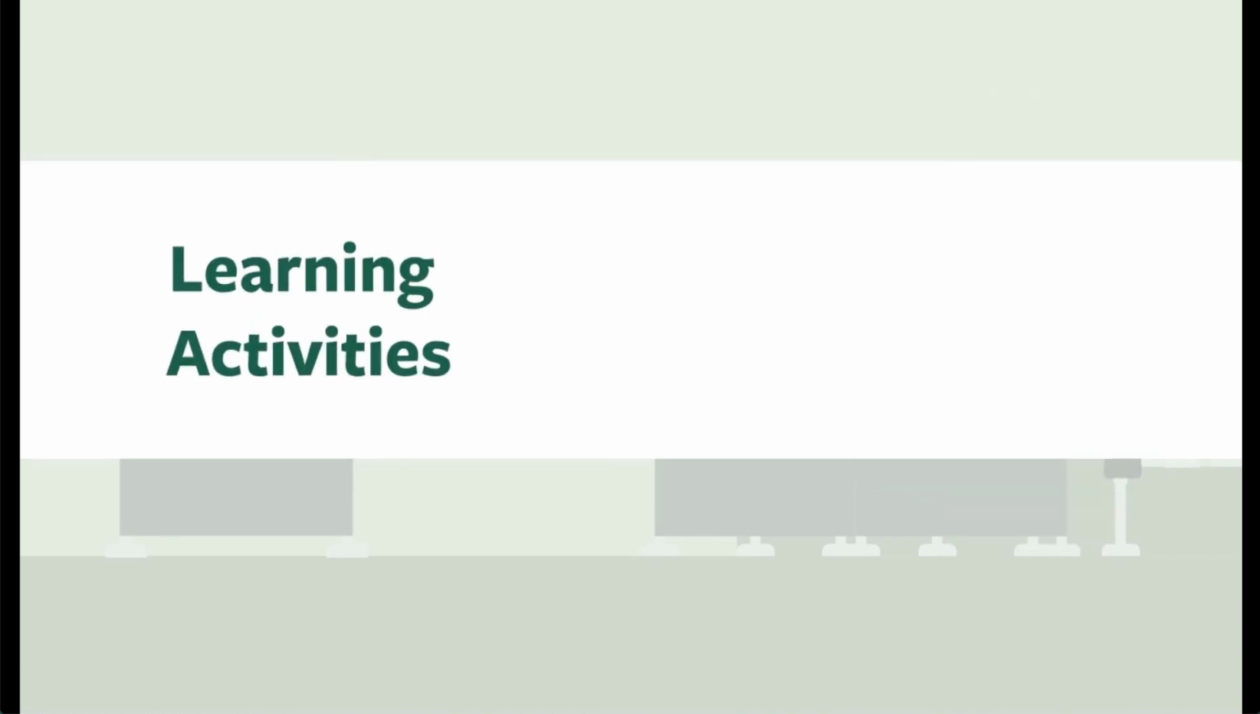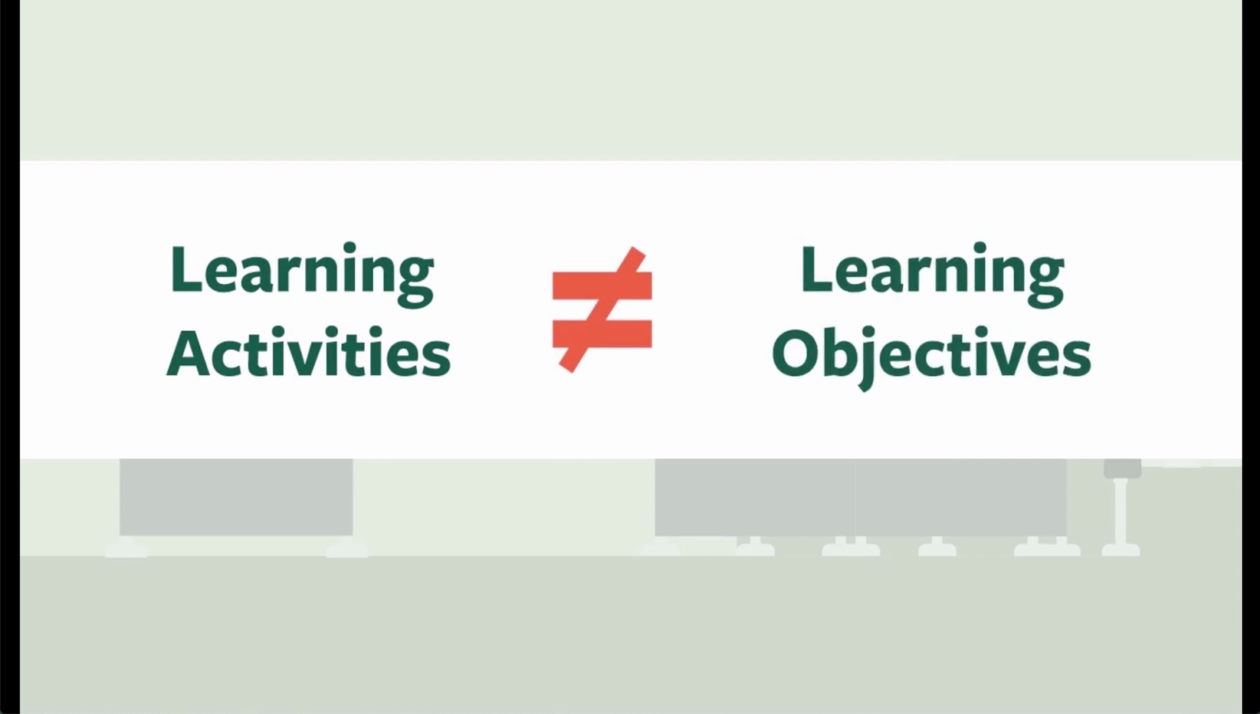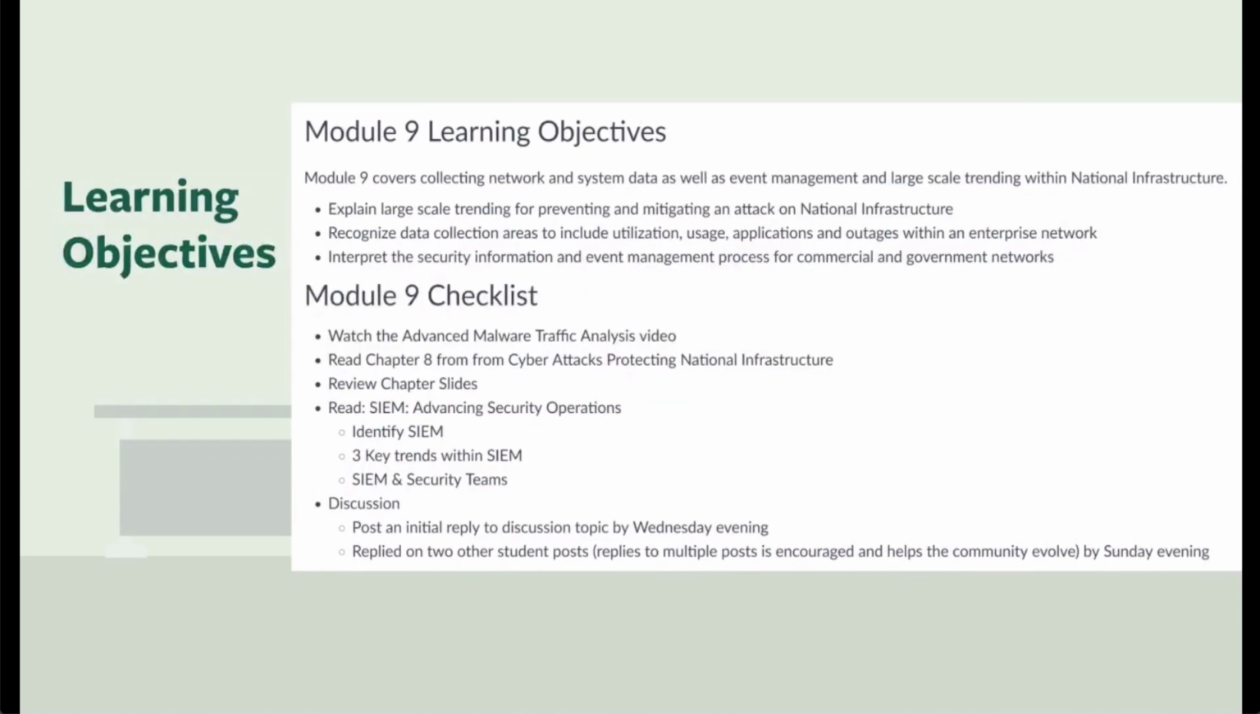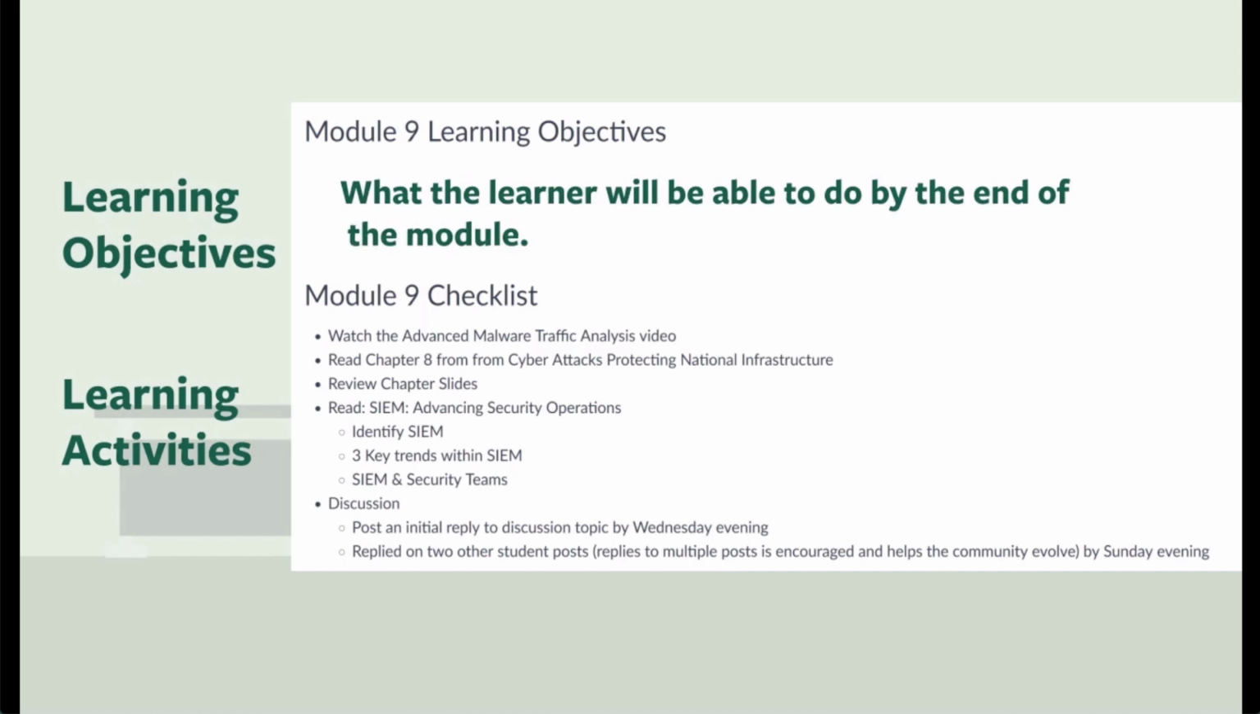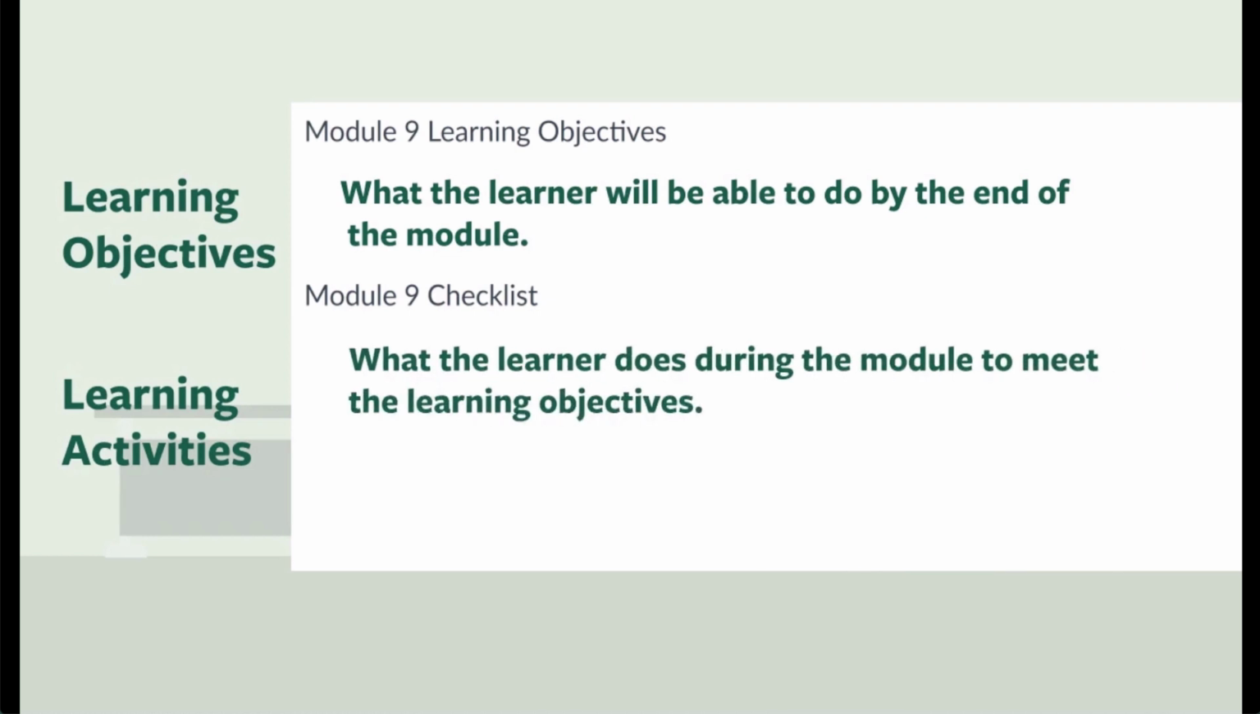Remember that learning activities are not the same as learning objectives, so don't confuse the two. Learning objectives are listed separately from the learning activities on the About page of each of your modules. They describe what a learner can do after completing the module. Learning activities are the steps students need to take during the module to complete the instruction.